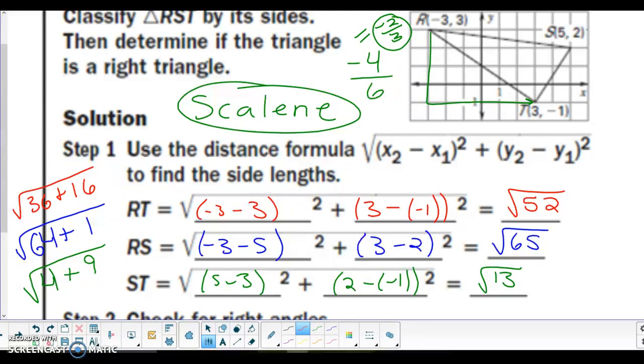Okay? But now we have to find the slope of segment TS. So what is the rise over run of TS? 3 over 2. Is -2/3 and 3/2 opposite reciprocals? Yes, so it is a right triangle.